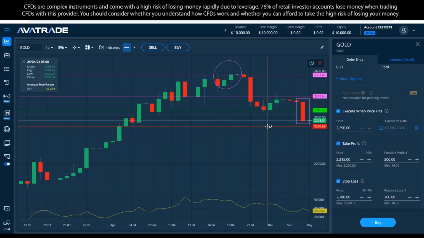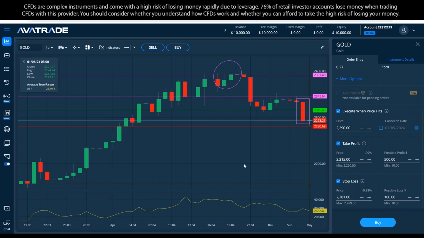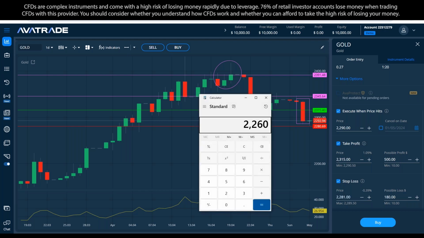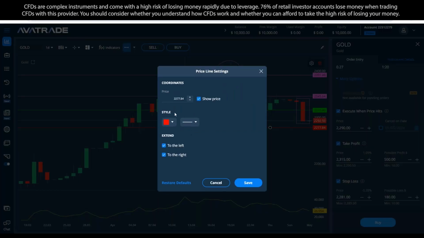Push it up to 2291, which is approximately half. It's not exactly half, but actually we can do exactly half. We're just going to do 2290 minus half of 25, which is 12 and a half, which is 2277.5.